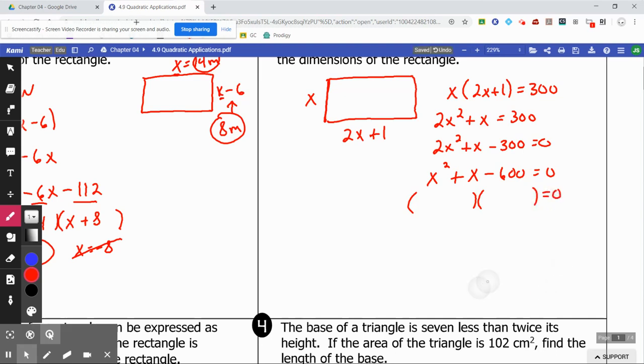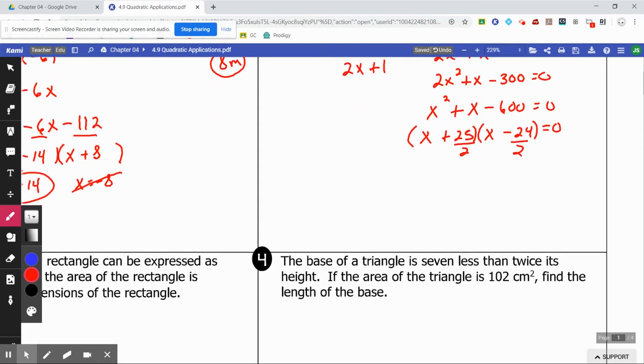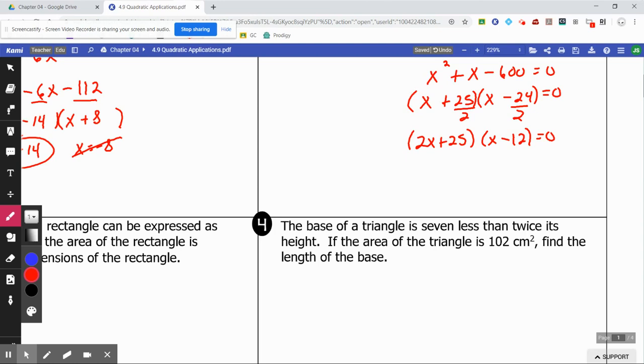And this is a tough one. It's actually going to be x and x. That'll be a positive 25 and a negative 24. That would have been tough to come up with. The number that you moved, we now divide by. And that will be a 2x plus 25 and an x minus 12 is equal to 0. Set each equal to 0. And you're going to get that x is negative 25 halves, or x is equal to 12.